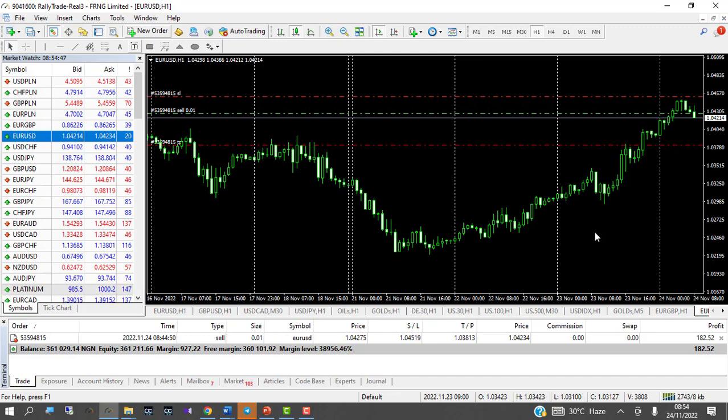Then let me also show you how to close your trade. I've shown you how to open a trade. Let me show you how to close a trade. To close a trade, at the bottom here, you can see this place where you have the profits. You can click on the X there. Just click on the X.